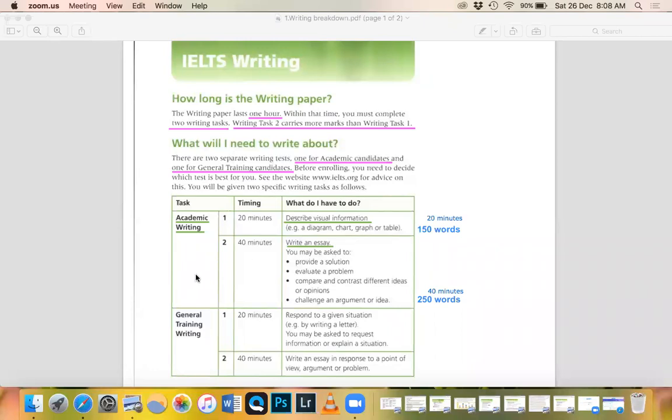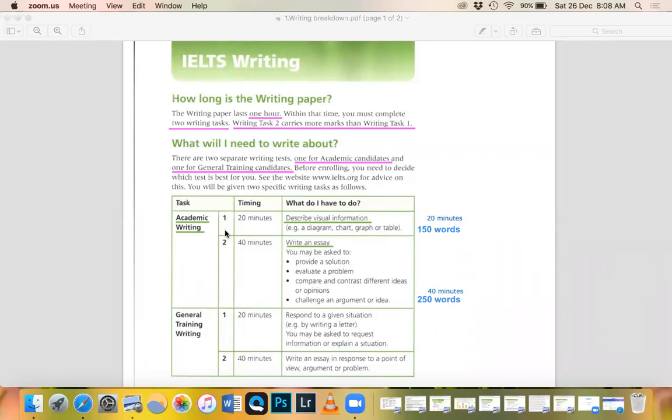All right, so there's 2 different tests for writing. One is for academic and one is for general. So the same as the reading test, please know which test you're writing. If you're writing the academic test, you need to practice for academic. If you're doing the general test, you need to do practice for the general test.